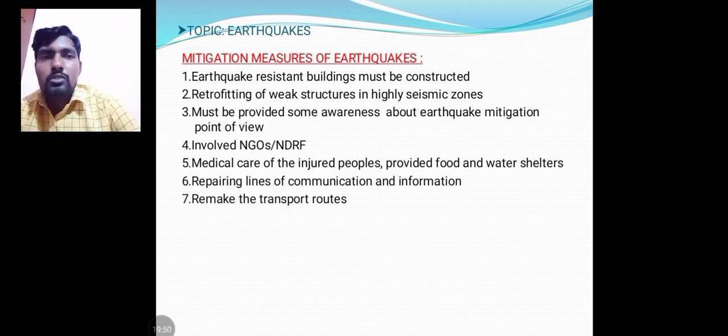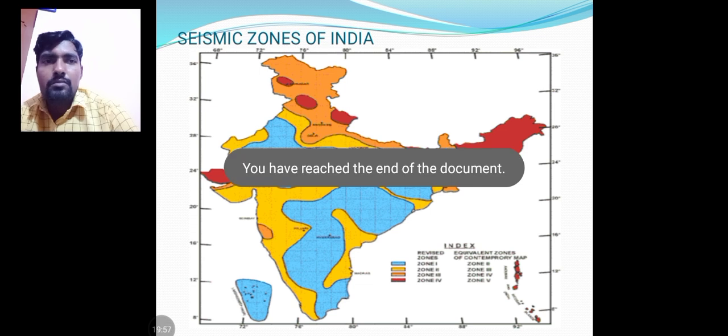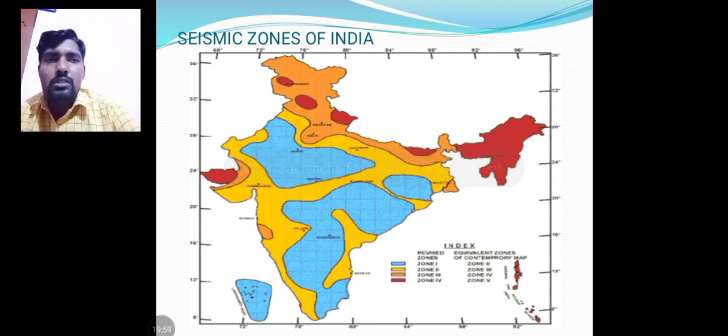Okay, next one. Some zones are represented here: Zone 1, Zone 2, Zone 3, Zone 4, Zone 5. My dear students, we are in Zone 2, a very safe area. But the northeastern states are in Zone 5 because those are the areas with the most earthquakes. Based on intensity and effects, the Geological Survey of India has given this map. There are 5 earthquake zones in India.